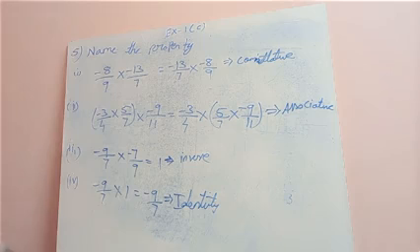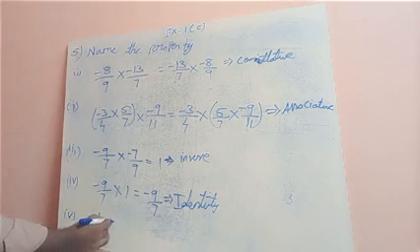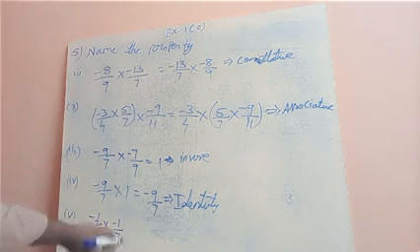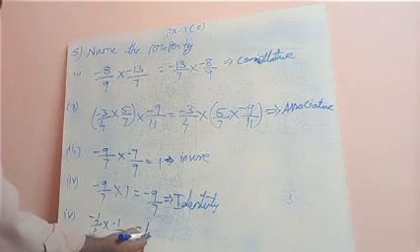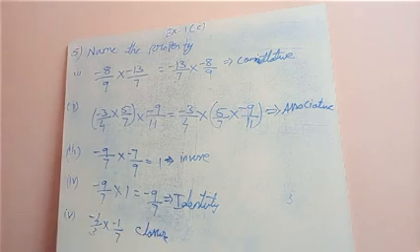And the last one is the fifth sum, minus 4 by 3 into minus 1 by 7. This property is called closure. Multiplication of two numbers is called closure property. These are about the properties.